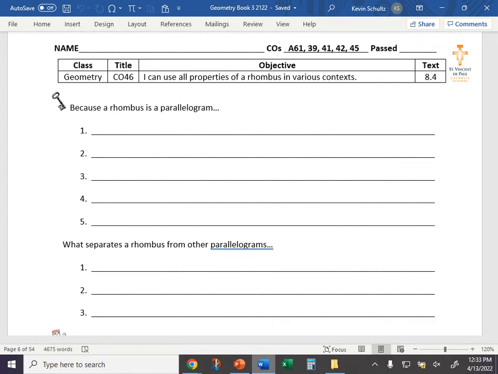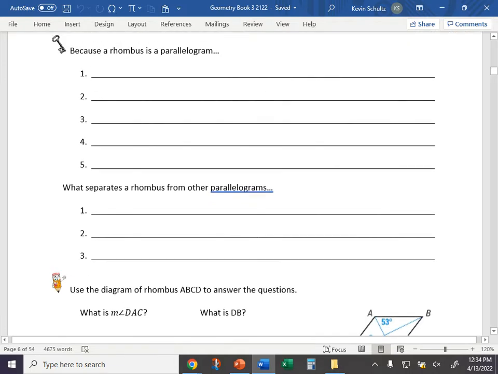Hello, good day, geometry. We are starting our deep dive into the various shapes that fall under the parallelogram and quadrilateral umbrellas. The first up being a rhombus. And yesterday we talked about those 5 characteristics that make up a parallelogram. Because a rhombus is a parallelogram, those 5 things will all be true.